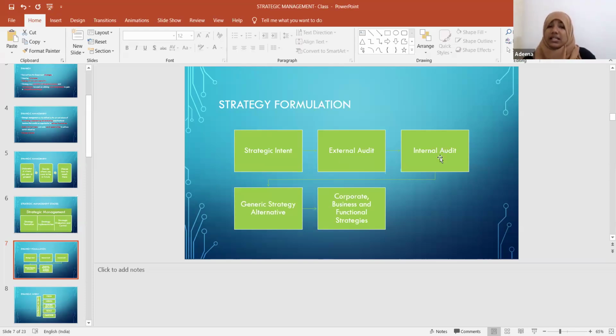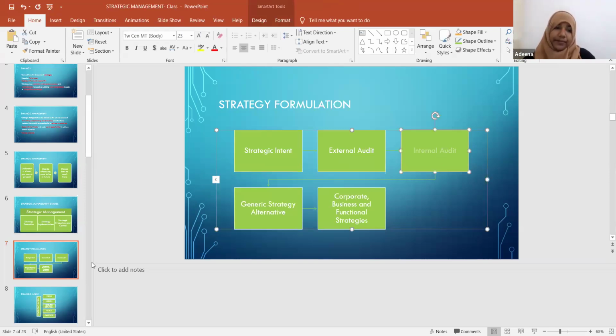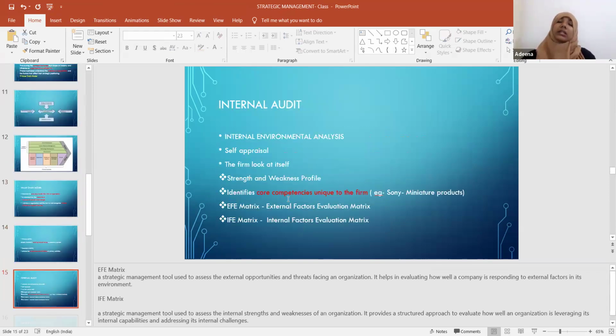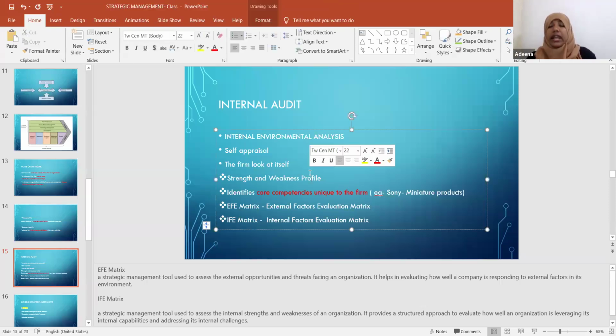Now let's see the third stage of strategy formation, that is the internal audit. Internal audit is done for the internal environmental analysis. That is, the organization analyzes the factors internal to the organization. It's a self-appraisal process for the organization while setting their strategy. So the firm looks at itself. What are my strengths? The organization's strengths and weaknesses are analyzed in this stage, whereas in the external audit, the organization analyzes its opportunities and threats. In the internal audit, the organization analyzes its strengths and weaknesses.